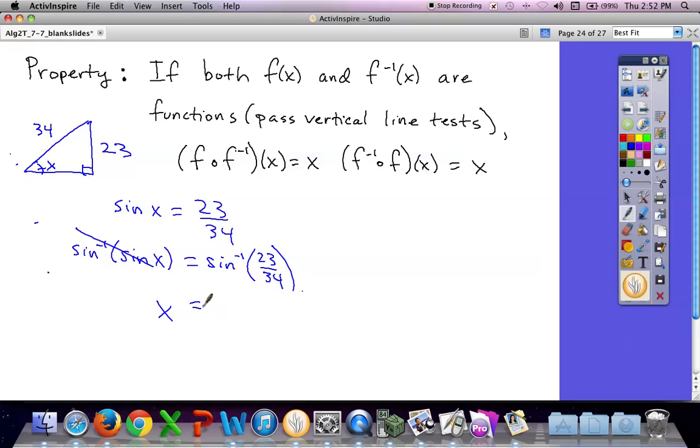This is a kind of a problem you did in the chapter on right triangle trigonometry and geometry. You really did do this already. But the reason you could do this is because of all the stuff we're learning today about compositions and inverses.